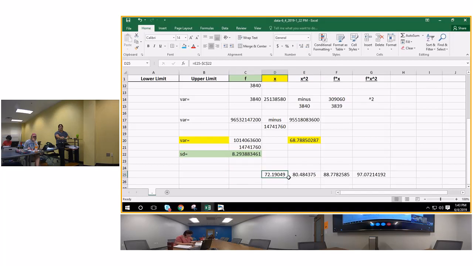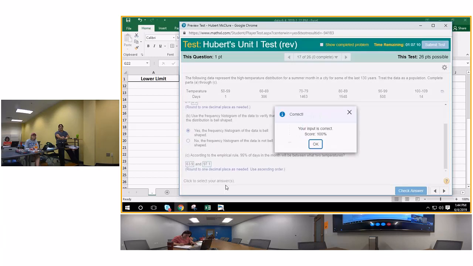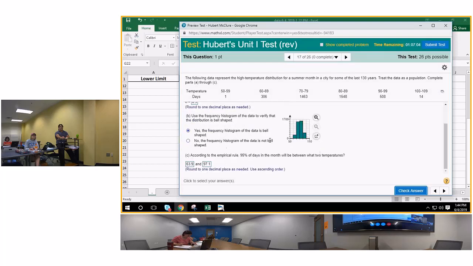Wait a minute. I'm starting to get impatient. Here we go. 63.9 to what? 97.1. 63.9, 97.1. And that's it. So let's hit check answer to see if we know what we're doing. It's a miracle. All those are 100% correct.